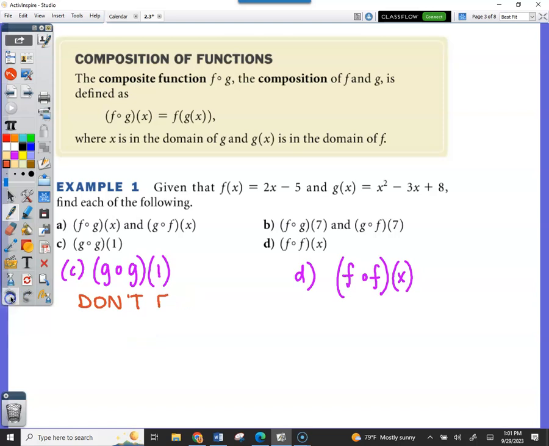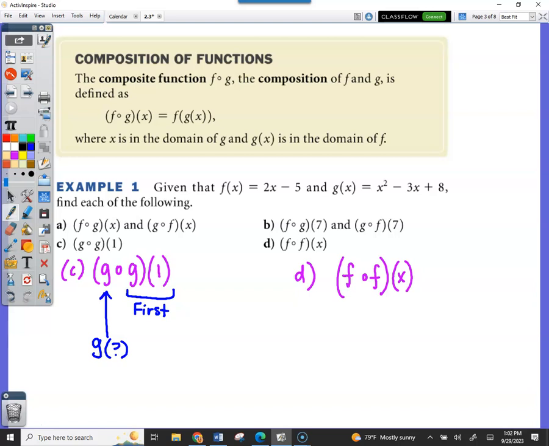I would just find, we'll change back to purple, I would find this first, and then whatever you get goes in g. So you should find g of 1 is 6, and then you plug that back into g. If it was f of g, you would plug into f first, and then whatever you get from g, it's just the same.